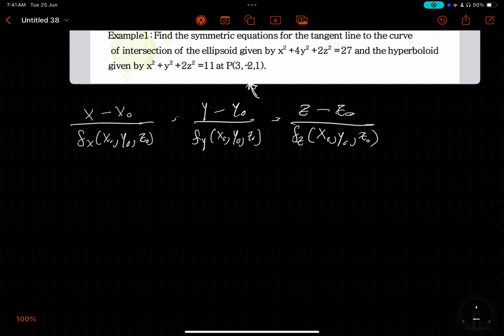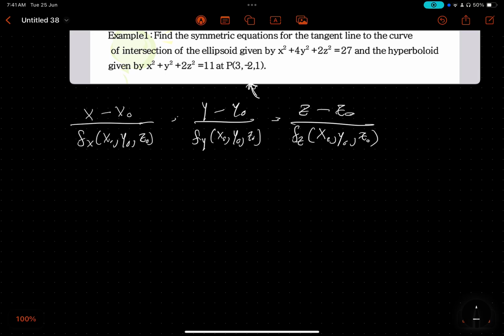Okay, and we have also the equation of the ellipsoid and hyperboloid. So he wants us to find the intersection between these two curves. How are we supposed to find the intersection? So it's a bit weird.